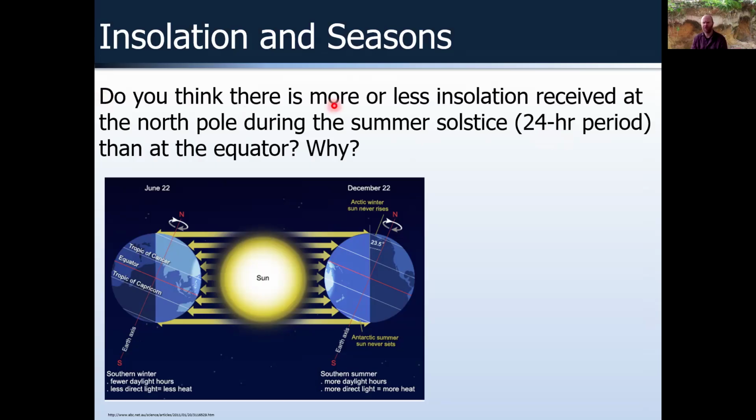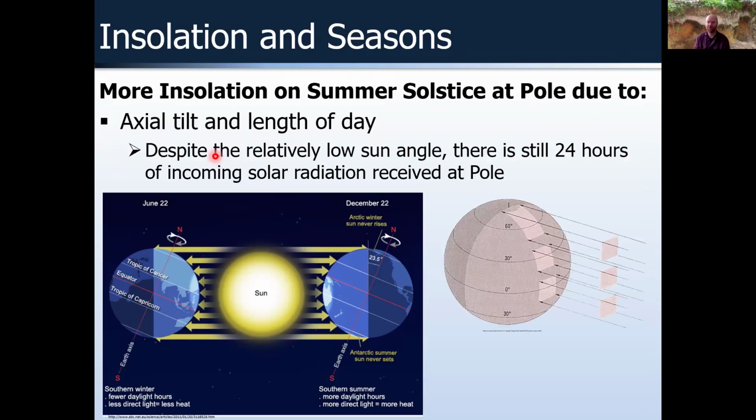So do you think there's more or less incoming solar radiation received at the North Pole when compared to the equator on the summer solstice? Well, this is not meant to be a trick question, and we have actually measured this as humans. Because of this axial tilt, and because you're receiving 24 hours of incoming solar radiation at the North Pole, there's actually more total radiation over a 24-hour period received at the North Pole on June 21st than at the equator. It seems crazy, but it's true.